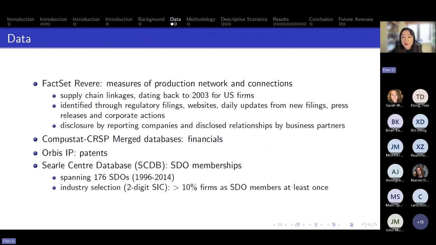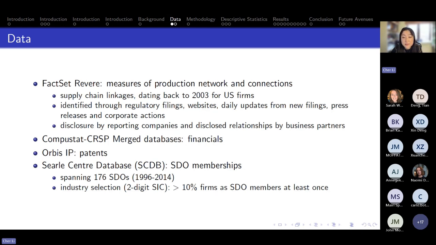So how do we actually measure the firm's position in their global production networks, and measure their standards participation behavior? We assemble multiple data sets to track firms' position within these networks. The first one is FactSet Revere. That data set gives us information on the production networks, including the supply chain linkages of companies dating back to 2003. It helps us identify firm-level connections. We're not looking at inter-country or inter-industry level connections, but firm-to-firm connections. The data company compiled the data through the regulatory filings of those companies, press releases and many other public disclosures that give us insights into those supplier and customer relationships.